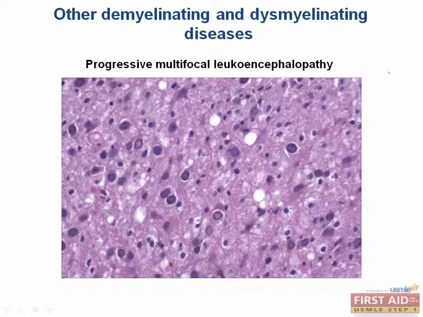Progressive multifocal leukoencephalopathy is the demyelination of the CNS that occurs due to destruction of oligodendrocytes, and this happens due to reactivation of the JC virus. Now, here you can see a histological slide from the brain of a patient with progressive multifocal leukoencephalopathy. Now, what do you notice about some of the oligodendrocytes in this slide?